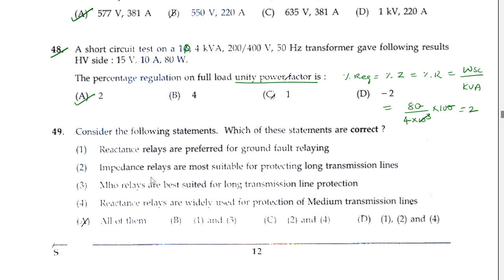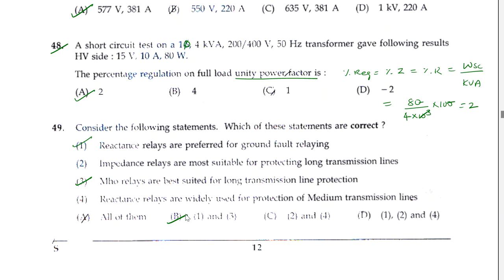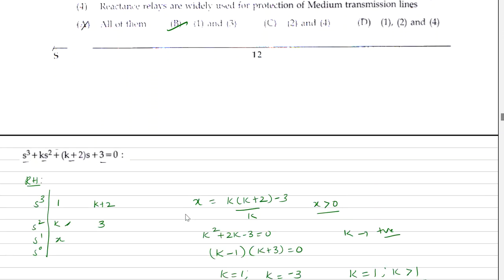So among them, which is the correct option? The correct option is: reactance relays are preferred for ground fault relaying. Impedance relays are not used for long transmission lines; mho relays you are going to use. So 3 will be the correct option. So the answer is 1 and 3 are correct. So B is the right option for this question.